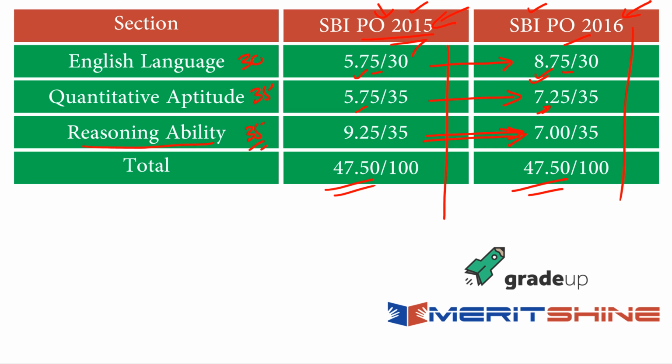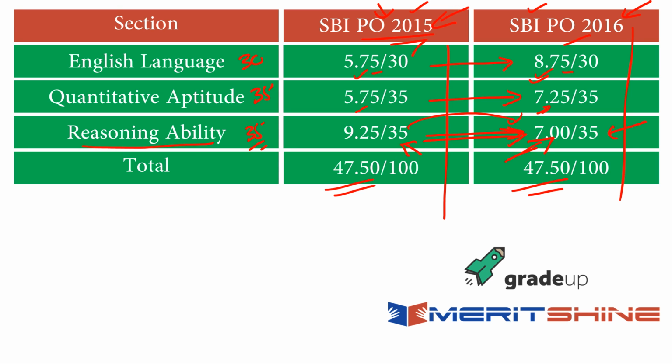The change was that this test had a lot of puzzles as compared to the 15 test, and as a result the cutoffs came down. I mean, that's the only possible reason that we see here. Otherwise everything else remains the same. On a broad level, the pattern was exactly the same.